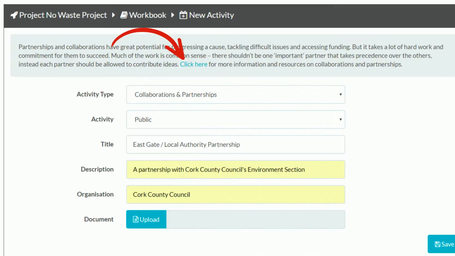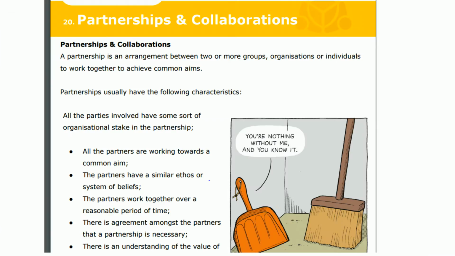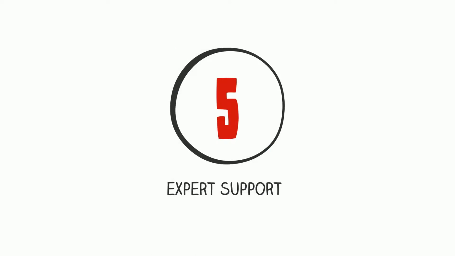For the zero waste project, you might like to think about partnering with the other businesses in the industrial estate or with the public sector agencies that can offer help. Have a look at our resources on this and brainstorm with others on what kind of partnerships would increase the effectiveness of your project. Next in the suite of activities is expert support.